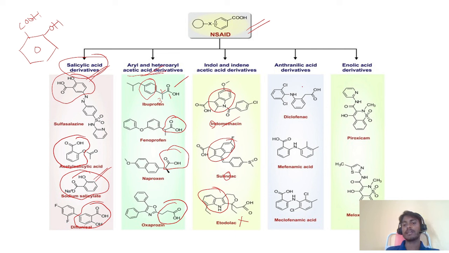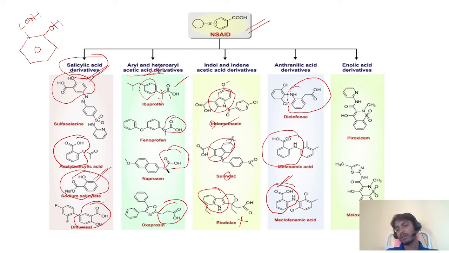Next, anthranilic acid derivative. So, anthranilic acid is this one. This is anthranilic acid: an amine group with a carboxylic acid. So, anthranilic acid derivative. Next, enolic acid. Enol: en is nothing but double bond, ol is nothing but alcohol, like that, en and ol, double bond and alcohol. So enolic acid derivative.